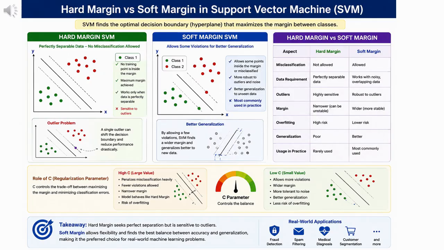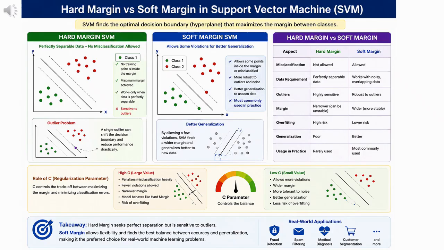Once SVM finds the best decision boundary, the next question is how strict should that boundary be? A hard margin SVM assumes the data is perfectly separable. It does not allow any data point to cross the margin or be misclassified. The decision boundary is placed so that every point stays outside the margin. While this works well for clean datasets, it is very sensitive to noise and outliers.